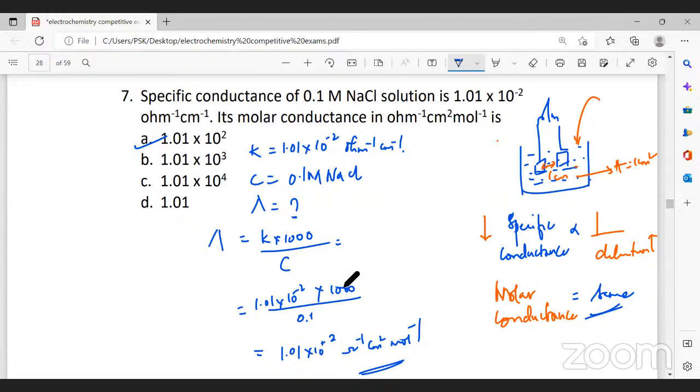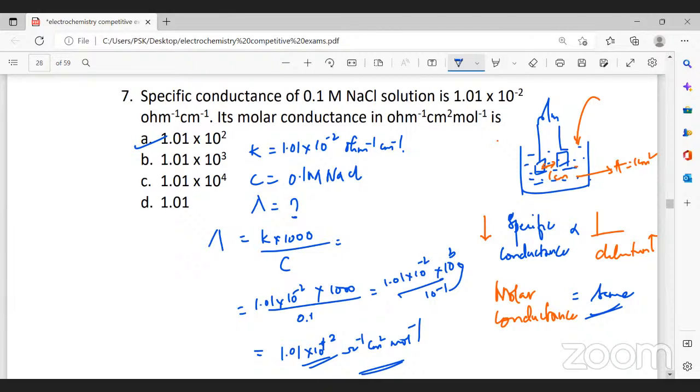So you can write this as 10 to the power 3. This is 10 to the power minus 1. You can write it like this: 1.01 into 10 to the power minus 2 into 10 to the power 3, divided by 10 to the power minus 1. So when 10 to the power minus 1 goes to the numerator, it becomes 10 to the power plus 1. So 10 to the power 4, 10 to the power minus 2. So what happens? It is 10 to the power plus 2. The answer you'll get is 1.01 into 10 to the power plus 2. Therefore, the answer for this question is option A.